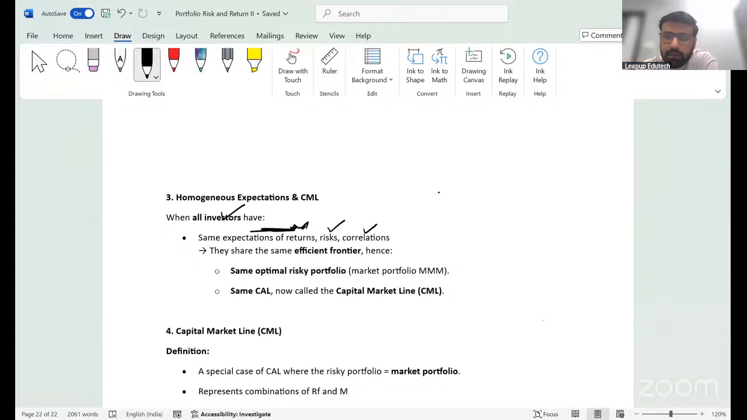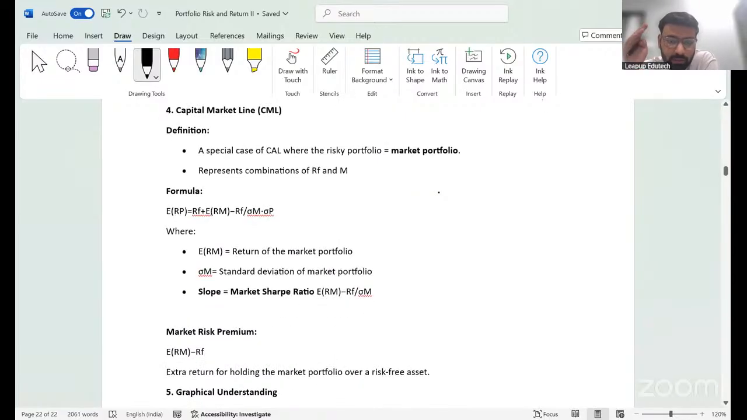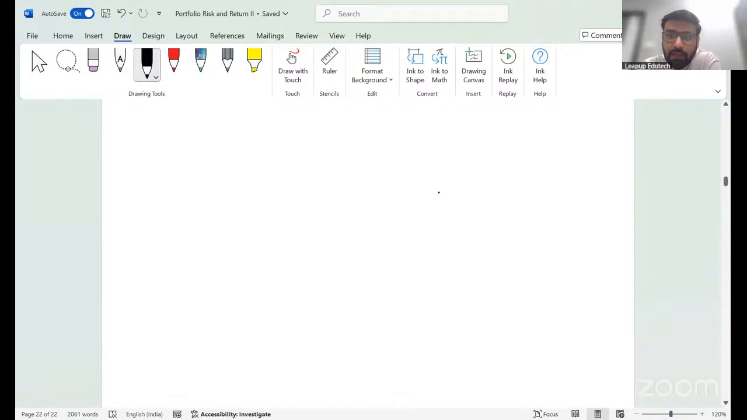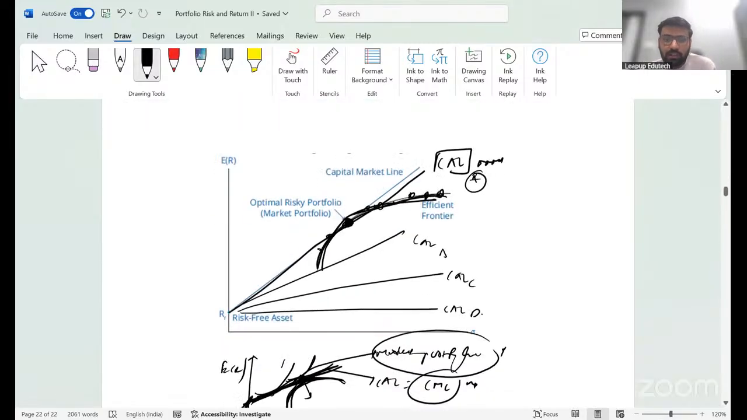All right, sir, fair enough. Sir, out of the multiple CALs which are going to be the same for everyone, which one is the best? The one that is tangent to the efficient frontier, because the efficient frontier consists of the best portfolios. So out of the best portfolios, which is the best for us? Because every investor has homogeneous expectations, this is the universe of portfolios and stocks, and for all investors, this universe is the same. Which portfolio would you want to be in?